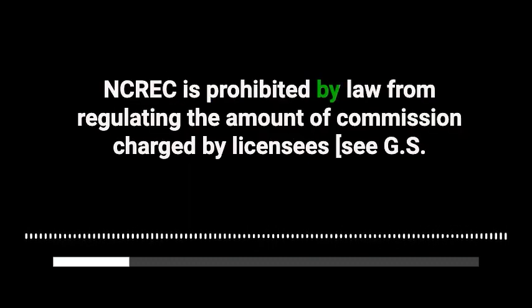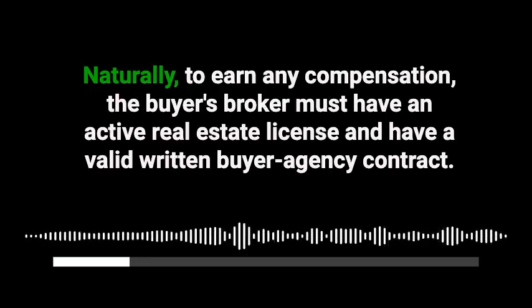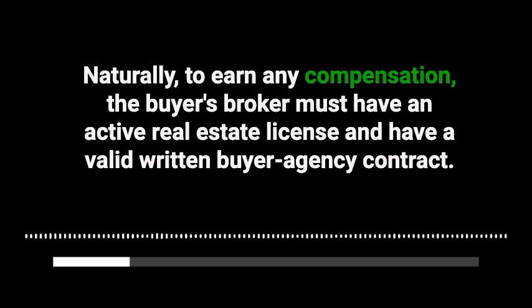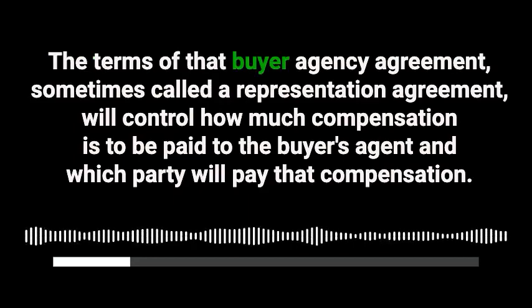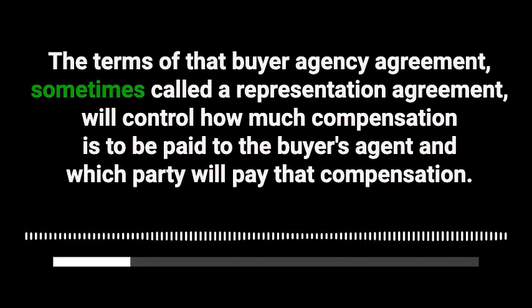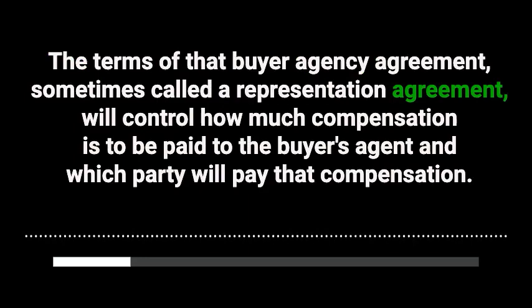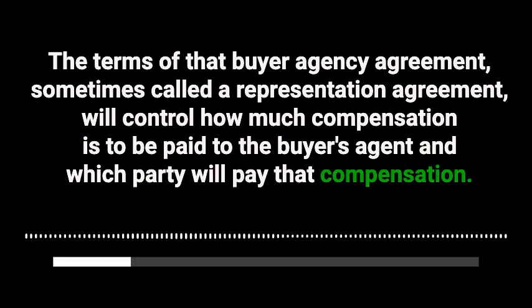NCREC is prohibited by law from regulating the amount of commission charged by licensees. Naturally, to earn any compensation, the buyer's broker must have an active real estate license and have a valid written buyer agency contract. The terms of that buyer agency agreement, sometimes called a representation agreement, will control how much compensation is to be paid to the buyer's agent and which party will pay that compensation.